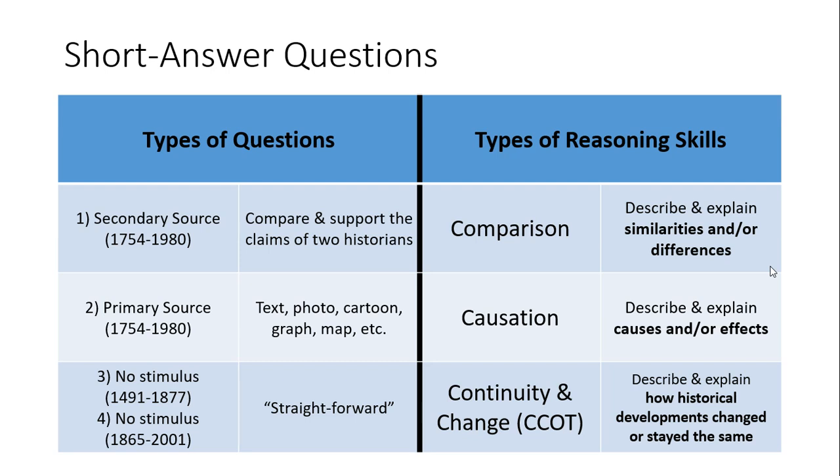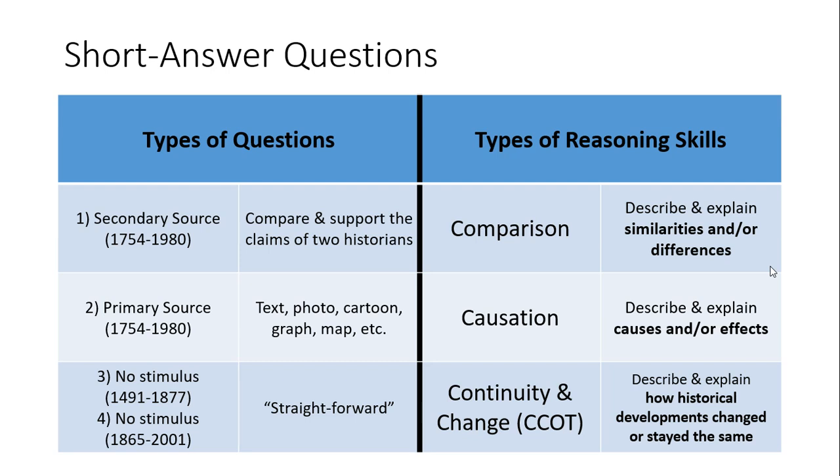The 3 types are listed here. The first type is called a secondary source. In that one, you'll be comparing arguments or claims, or if you want, theses, by 2 different historians on the same general topic or the same time period or historical era. You're going to explain how the 2 historians take a different view on that topic, and then you're going to offer historical evidence in support.